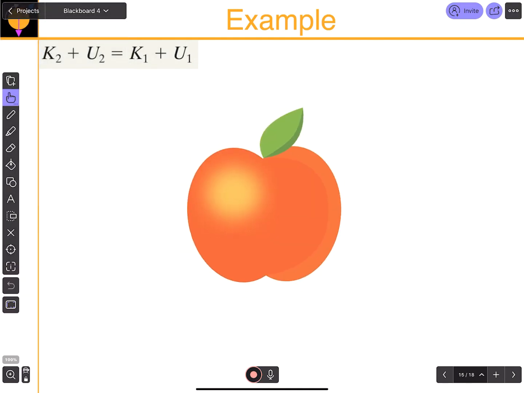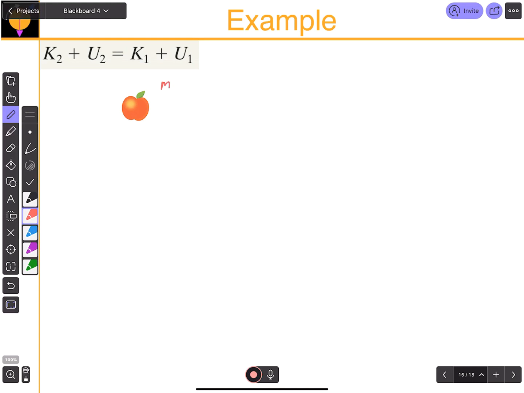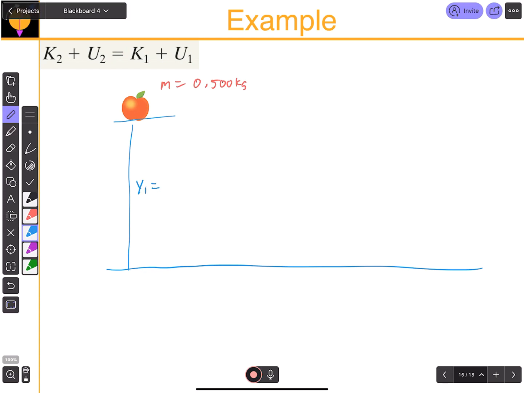So let's have here our apple, and it has a mass of 0.500 kilograms. It is at a height above the ground, y1, of 12 meters, and it's initially at rest.